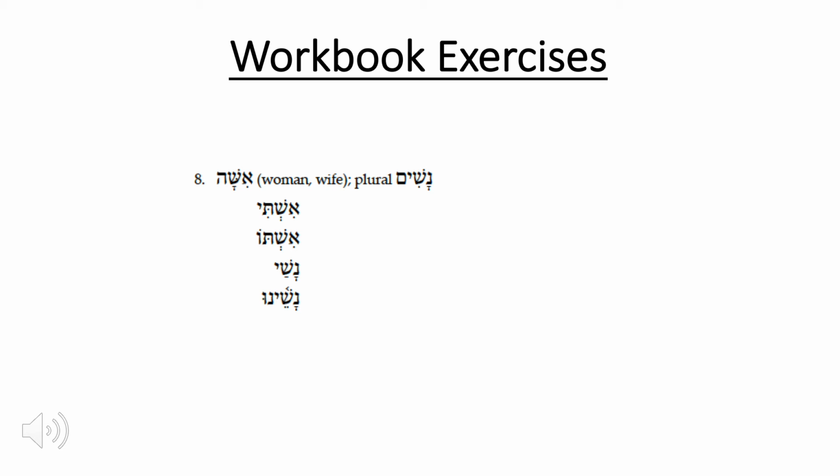One more example that I want to work through here is number 8 in section 1 of part 9 of your exercises. We're looking at the word isha, but in the plural it's irregular. It becomes nashim. So what is this going to look like? Well, as you look at the nouns themselves, you can see how isha has become nashim in number 3 and number 4. Nashai and nashenu. Number 1 and number 2, it's ishti and ishto. So isha has become nashim in number 3 and number 4, but with slight changes. So look at the suffix and determine what are the suffixes that have been placed onto these nouns.